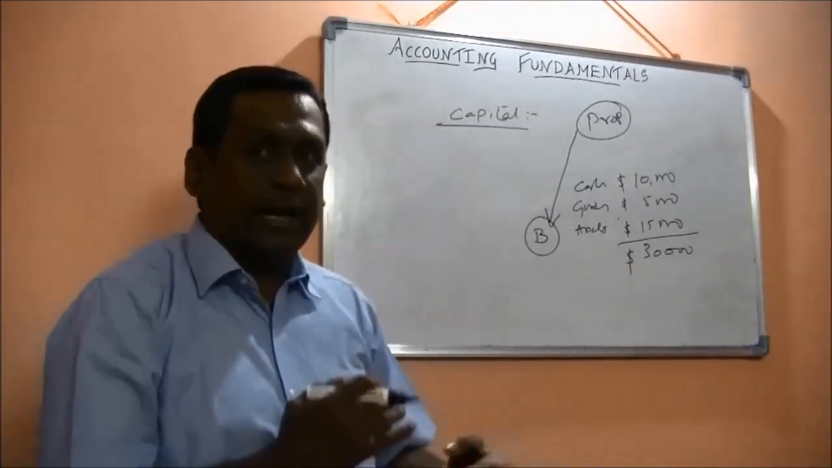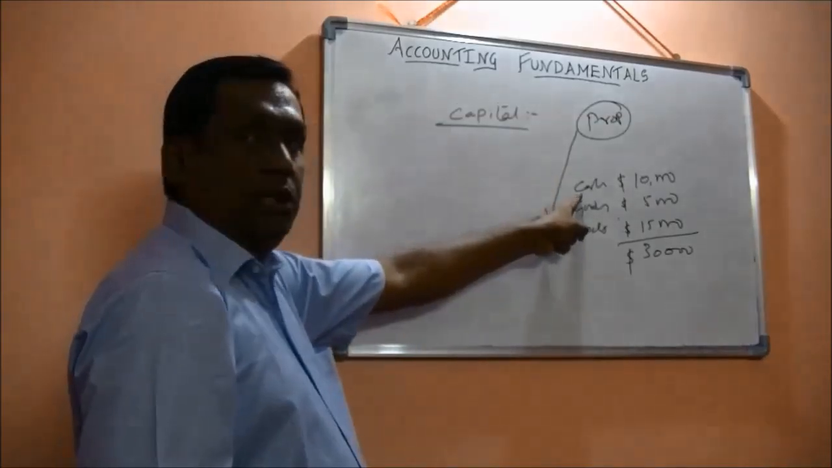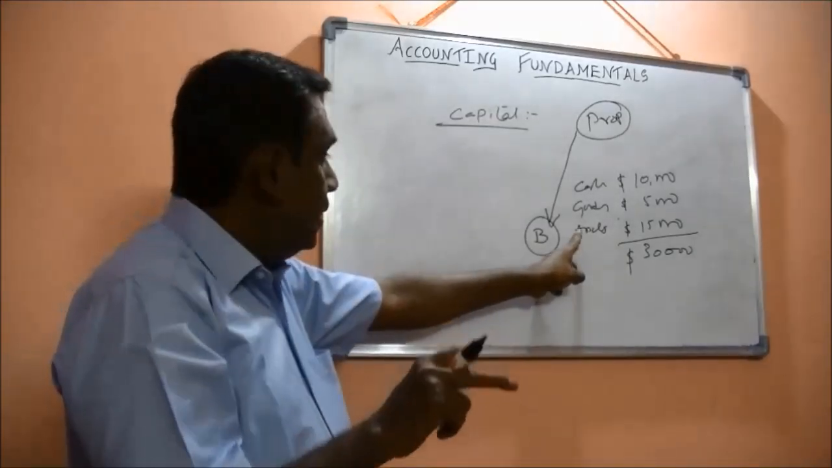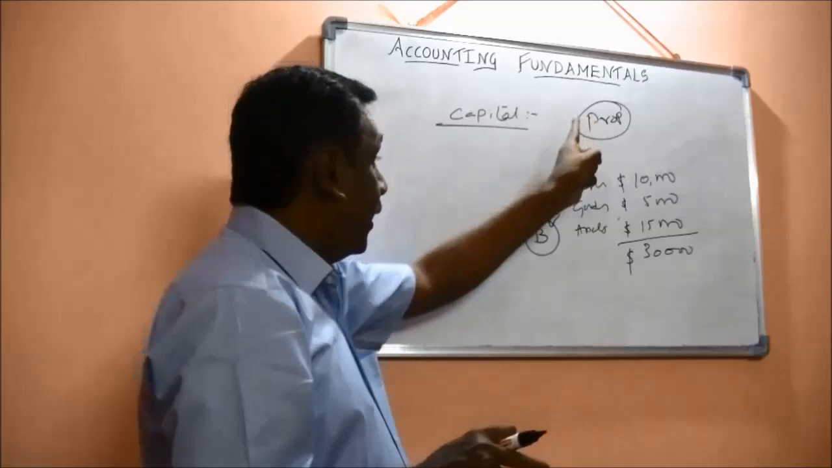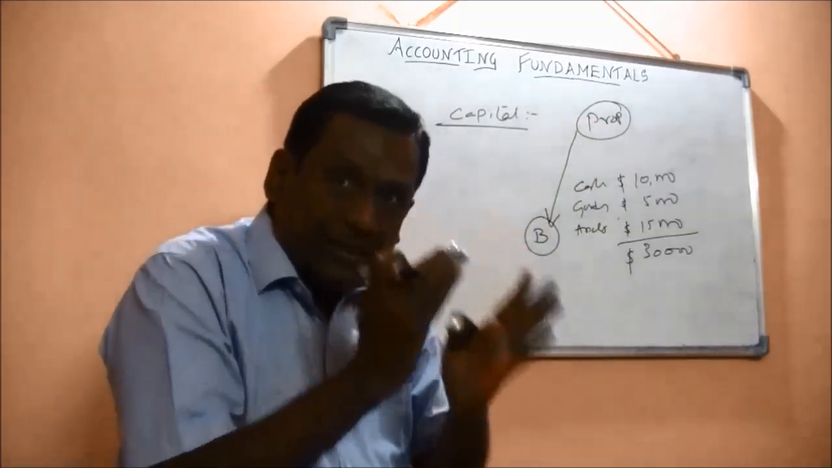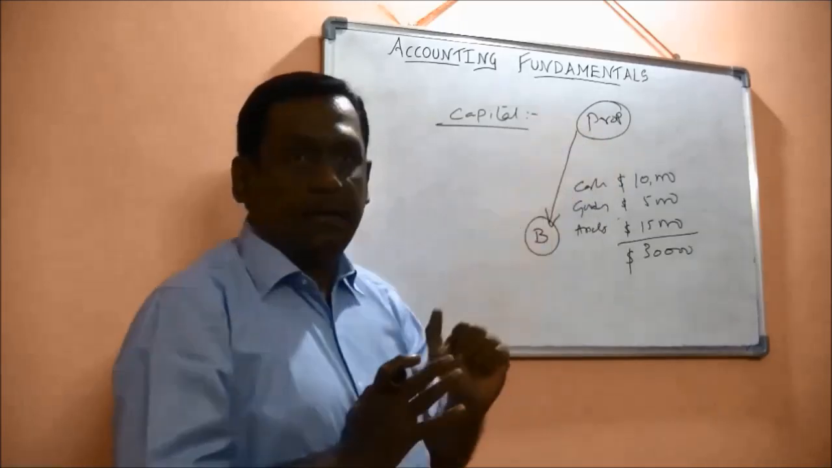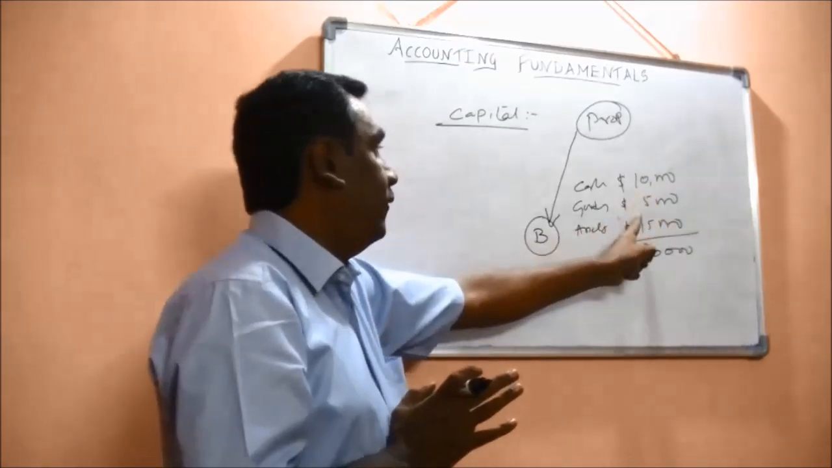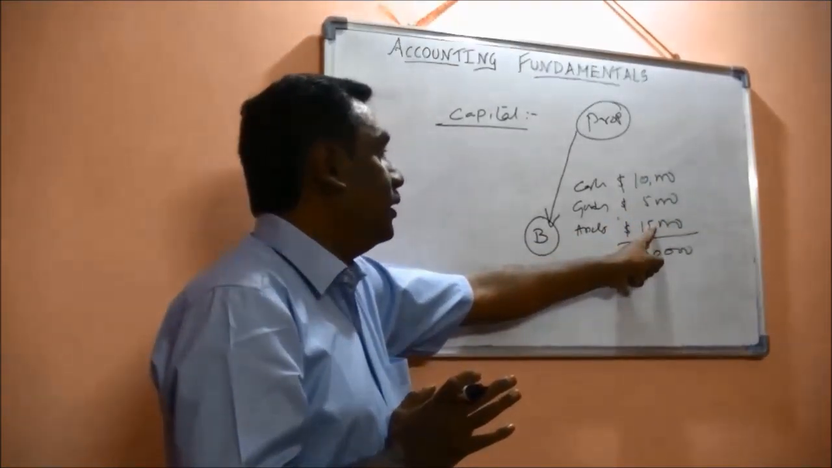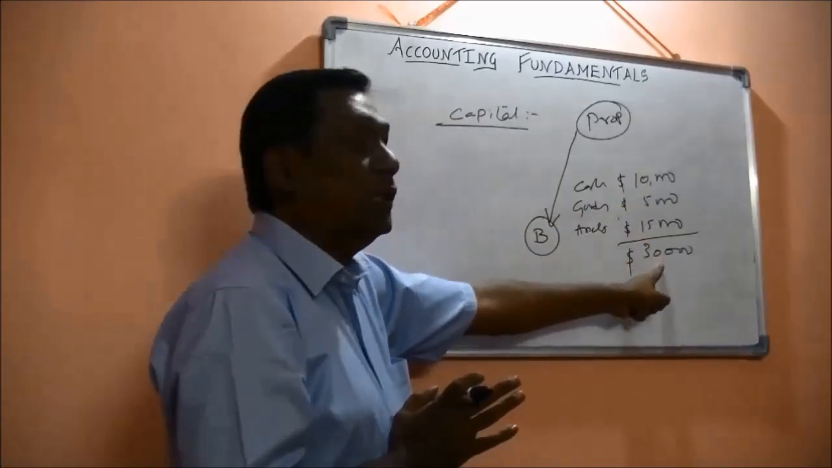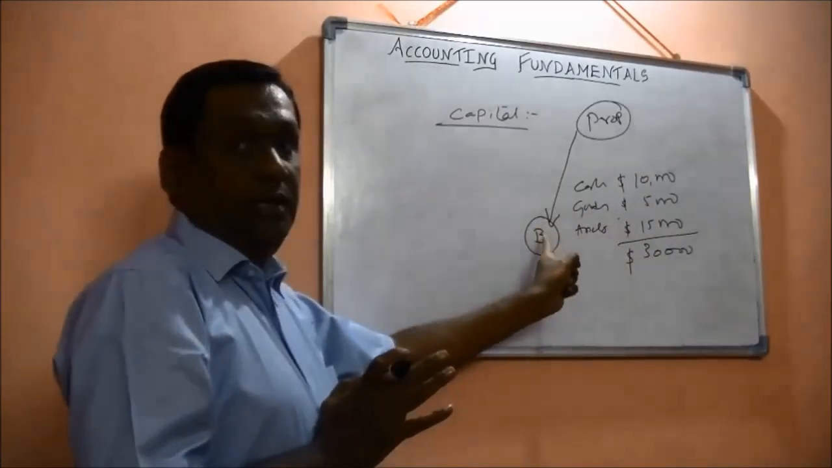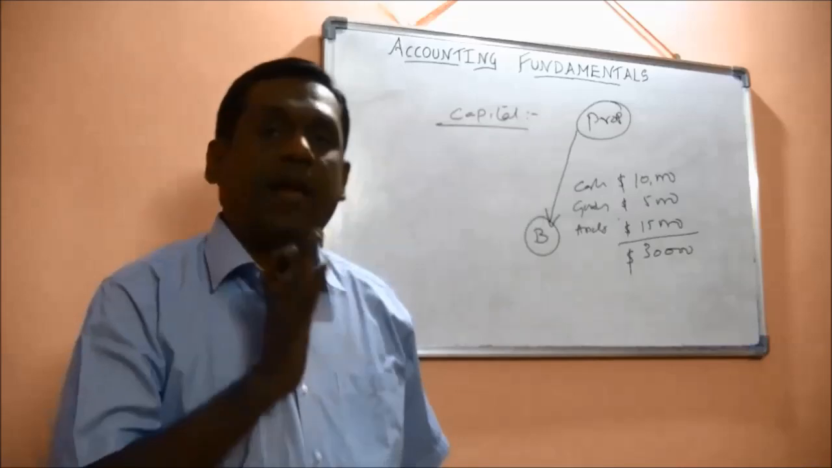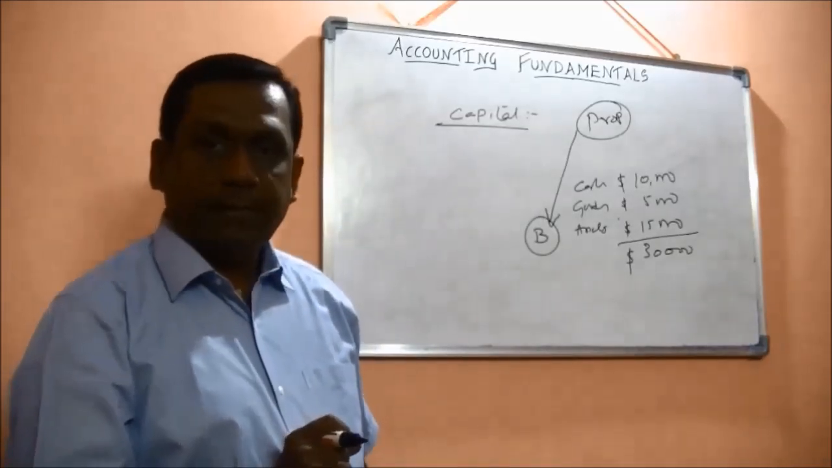So let me repeat again. Any cash, goods or assets brought into the business by the proprietor for the commencement of the business is known as capital. So here he brought in $10,000 cash, $5,000 goods and $15,000 assets. In total $30,000 he brought into the business, so $30,000 will be considered as capital. Clear?